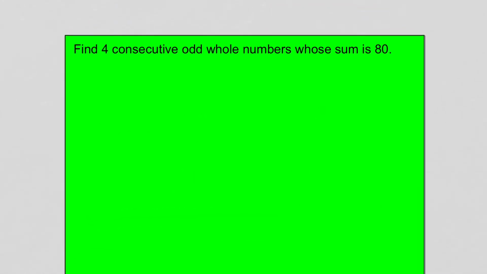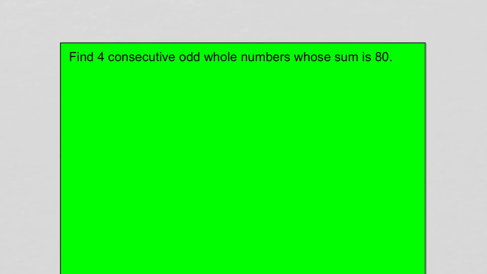Find 4 consecutive odd whole numbers whose sum is 80. Well, consecutive, one after the other, odd, and they have to be whole numbers. They add up to 80. So after some trying, the kids got 17 plus 19 plus 21 plus 23. Those numbers add up to 80.